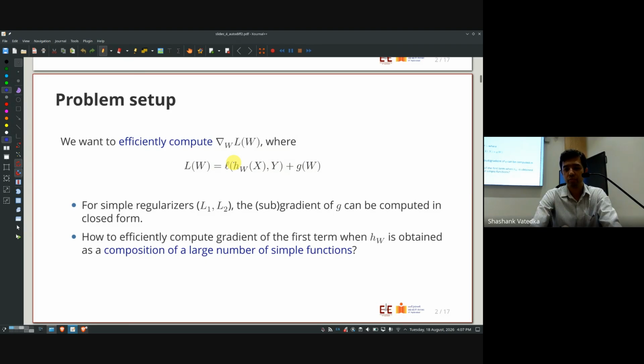The reason why we look at the specific architectures of deep neural networks is because there's an efficient algorithm to compute the gradient of such a function, because HW can be represented as a composition of a large number of simple functions. That's one of the primary reasons why these kinds of architectures are particularly attractive.